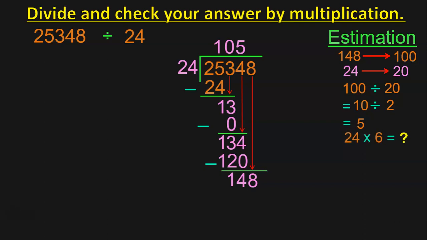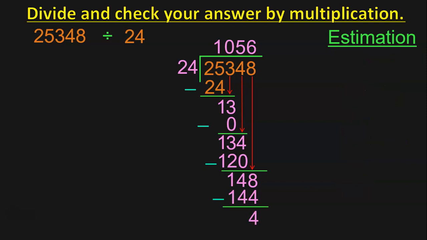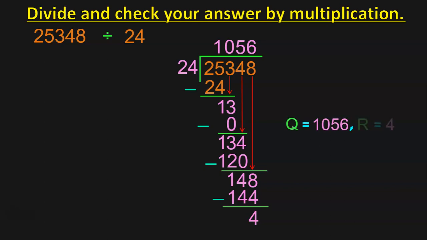So let us try what 24 into 6 is. 6 4s are 24, 4 carry over 2. 6 2s are 12. 12 plus 2, 14. So you're getting 144, which is lesser than 148. So let us take the quotient to be 6. 24 into 6 is 144 and the remainder is 4. Take and write down the answer. Quotient is 1056 and remainder is 4. What is the next step?